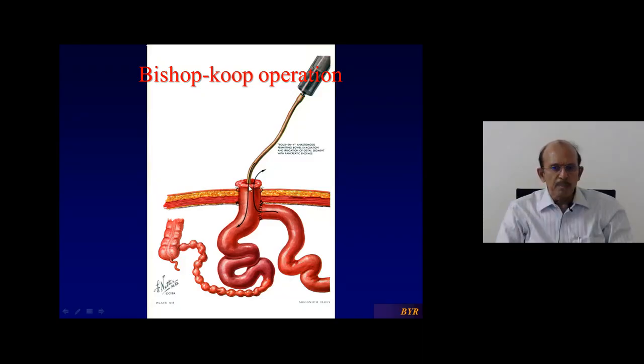Then what you do is temporarily close it and check whether there is any distension or not, whether the child is passing stools normally or not. If the child is passing stools normally, then you permanently close it, push it inside, and close the abdominal wall rent. So this is the Bishop-Koop operation.